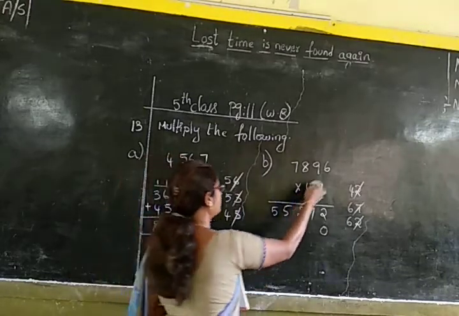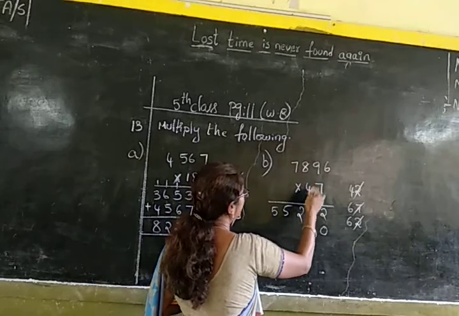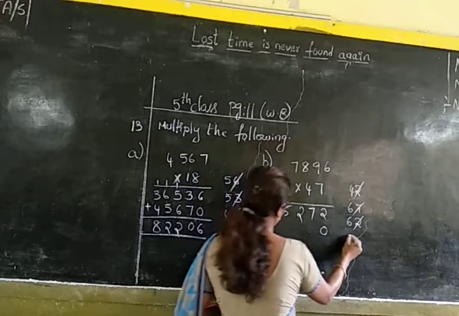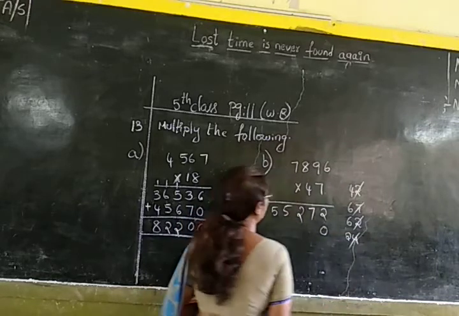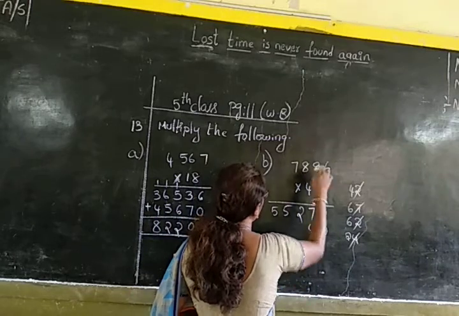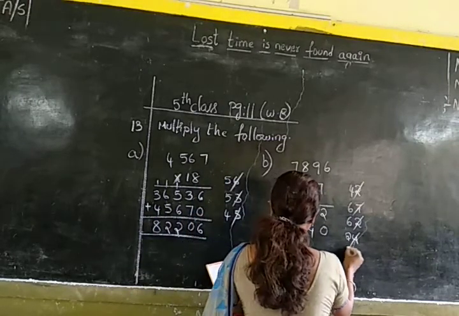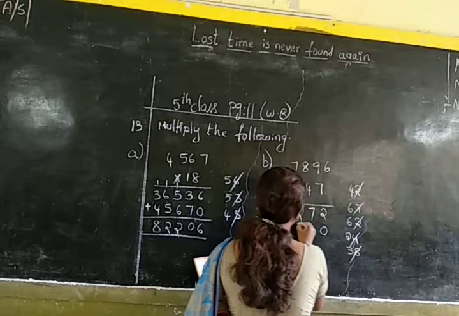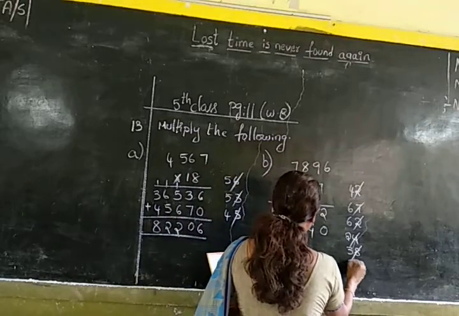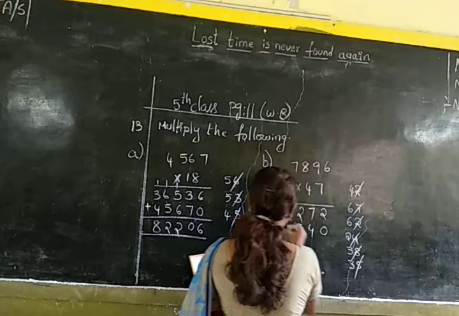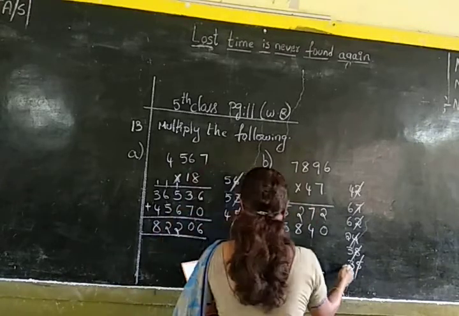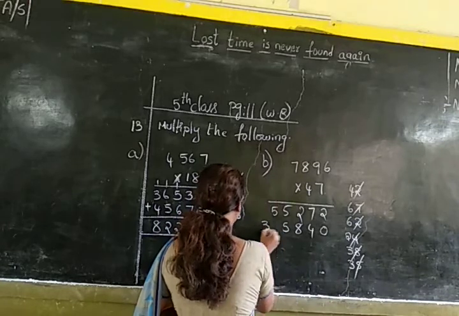Now I have to start multiplying the whole number with 4, starting the multiplication from ones place. 4 sixes are how much? 4 sixes are 24. 4 nines are 36. 36 plus 2 is 38. Okay. 4 eights are 32. 32 plus 3 is 35. Again 4 sevens are 28. 28 plus 3 is 31.